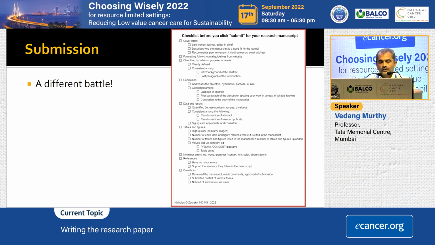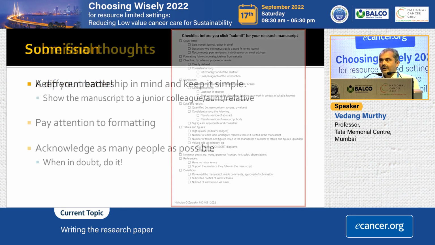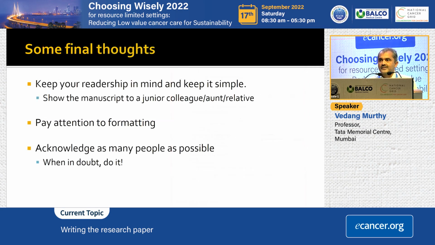Some of my final thoughts: keep your readership in mind and keep it simple. I think that is the key. In fact, I also often recommend show the manuscript to a junior or a colleague from a different department, or an aunt or a relative with a background in science. If they can understand what you're writing, you're on the right path. Pay attention to formatting. It makes a big difference. And acknowledge as many people as you can. And if you're in doubt, do it.